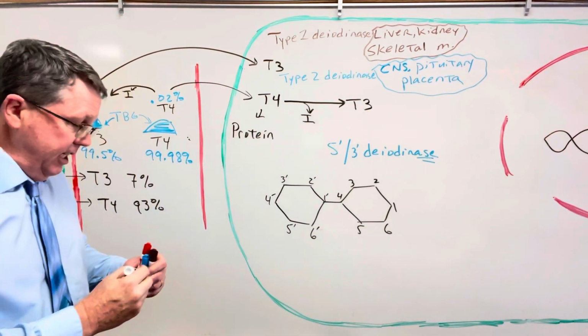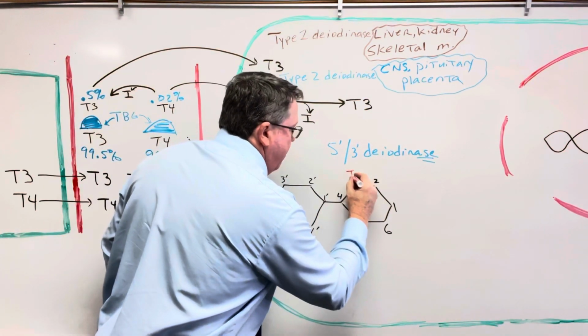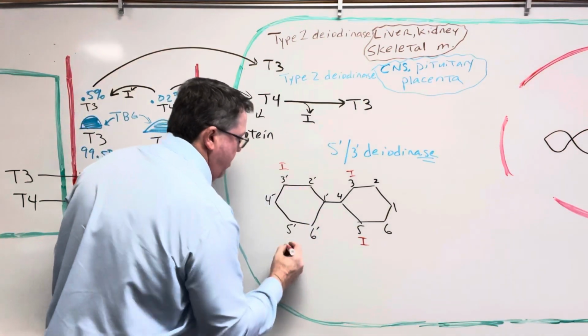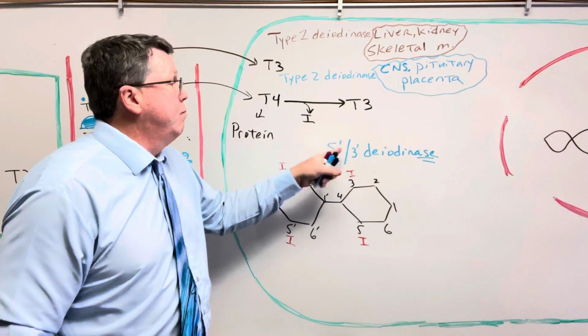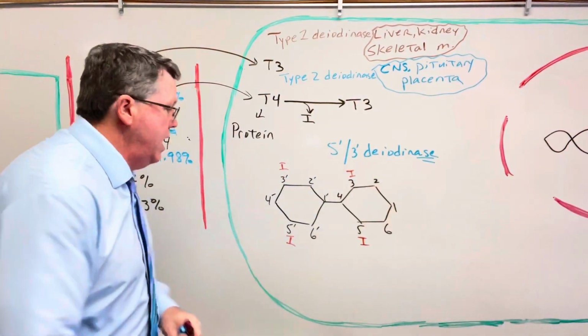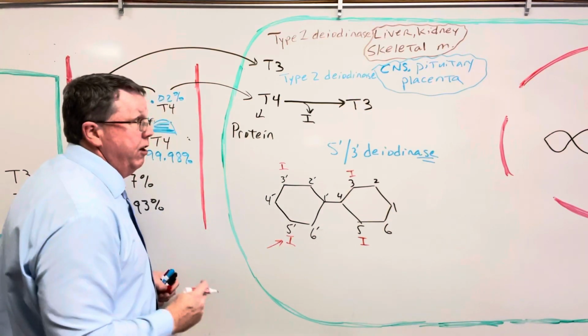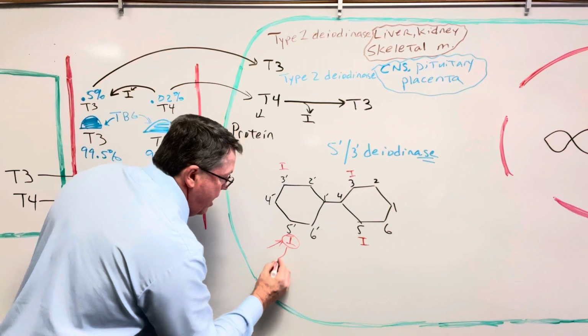So my iodines now are going to be attached at 3 right here, and at 5 right here, and at 3' right here, and at 5' right here. So what the 5', 3' is going to do is it's going to remove this iodine that's right here. So this enzyme is going to come in, and it's basically going to take this and remove it.